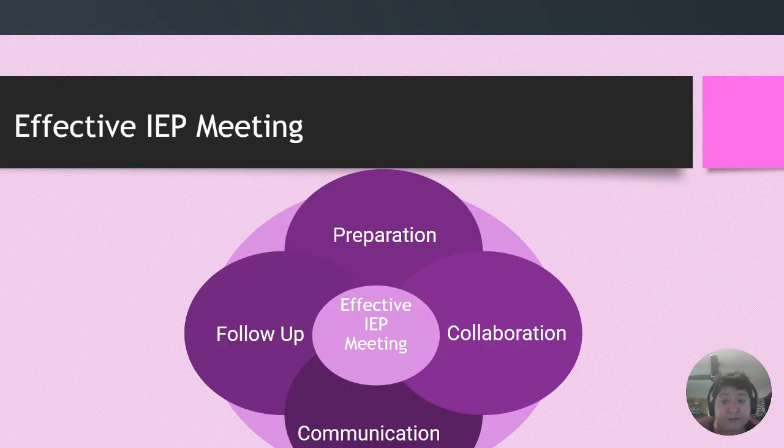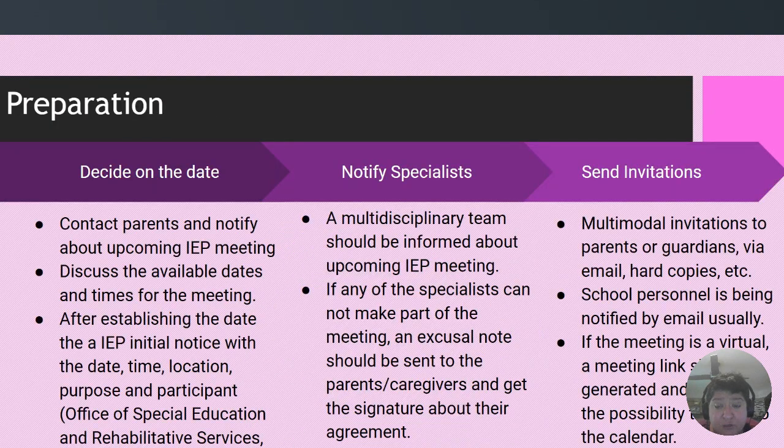So for effective IEP meetings, I think there are 4 crucial pillars which make the meeting effective. First of all, it's preparation, then collaboration between all the parties of the meeting, then concise, transparent, and clear communication between all of them, and of course the follow-up. So let's start with preparation.